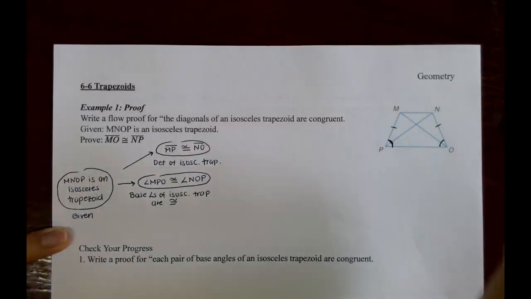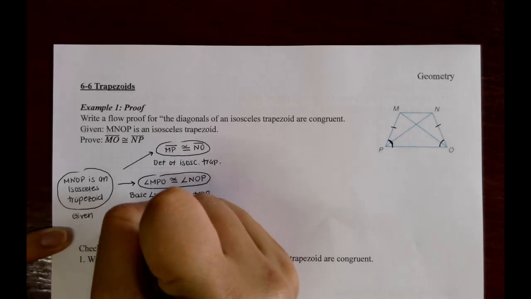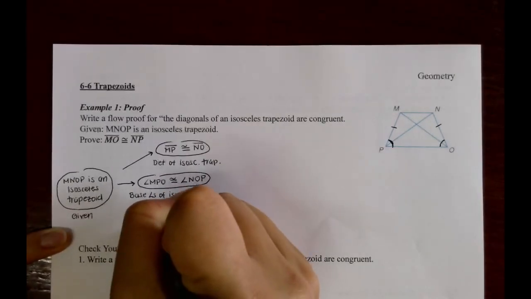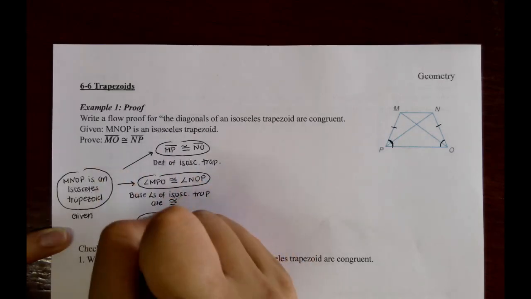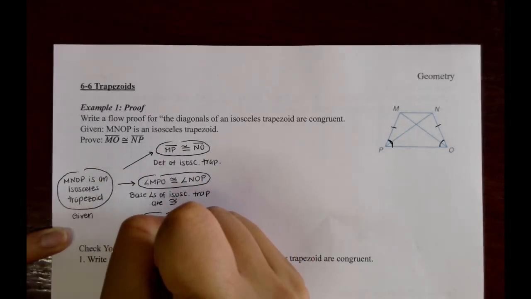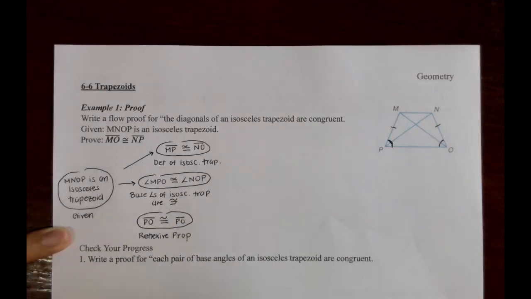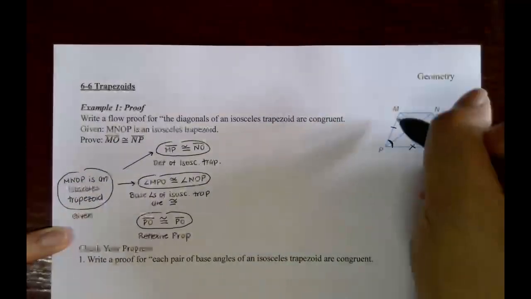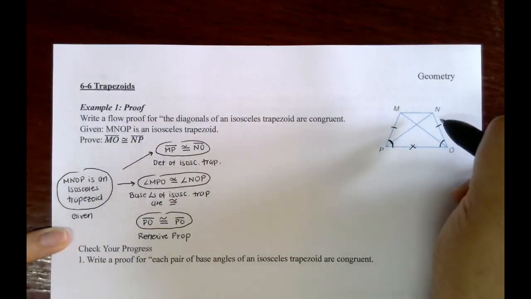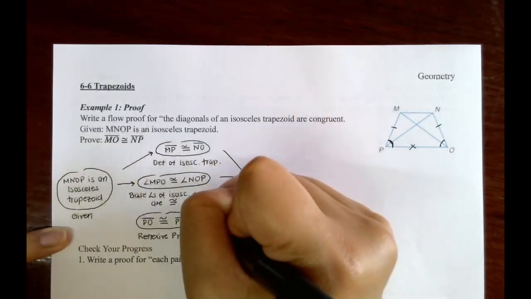And then another thing I know is that PO is congruent to PO. So PO is congruent to itself. That is the reflexive property, which does not come from the given part, at least. So that means this. And then from these three things, I can prove that this triangle here is congruent to this triangle here.